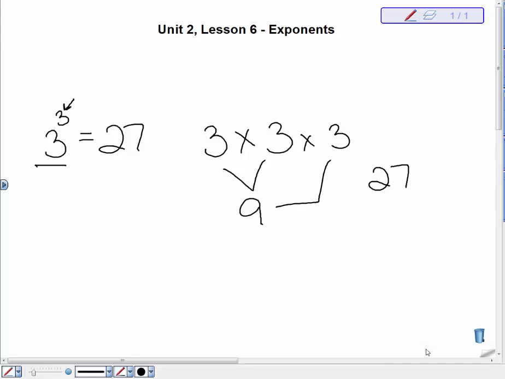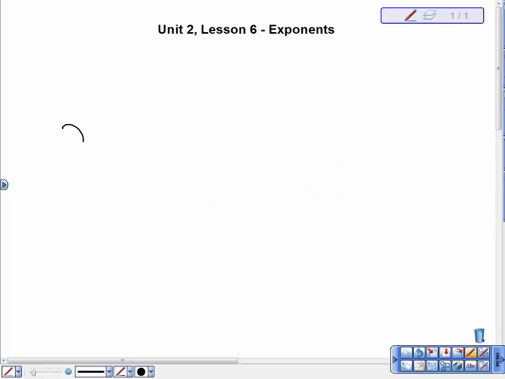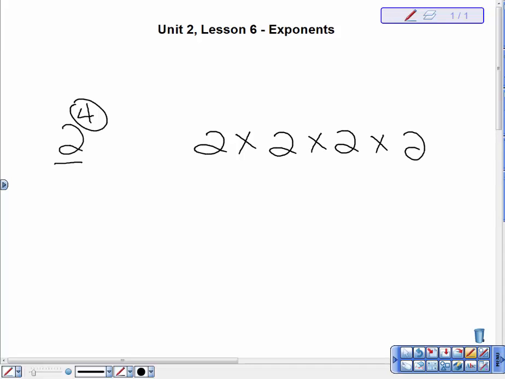Let's try 2 to the fourth power. So I'm taking my base number, the big number 2, and I'm multiplying it this many times. So 2 times 2 times 2 times 2. Remember, we're always multiplying the base number by itself. So the only number you're writing is 2. You're not doing 2 times 4. That's completely different. That's repeated addition. This is 2 to the fourth power. That's an exponent, which means I'm multiplying it by itself.